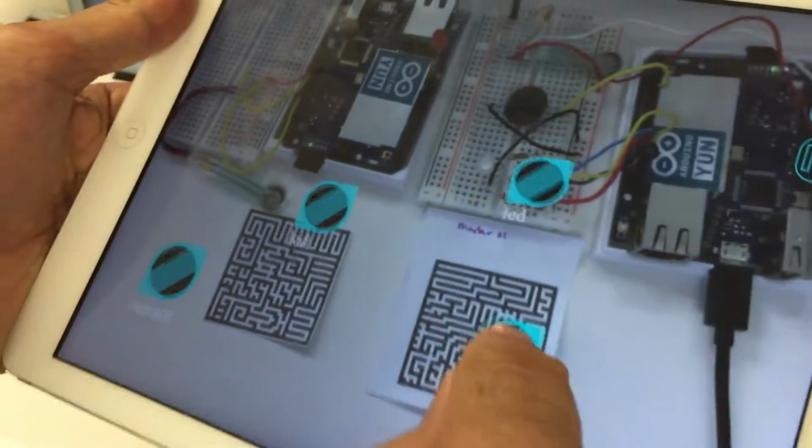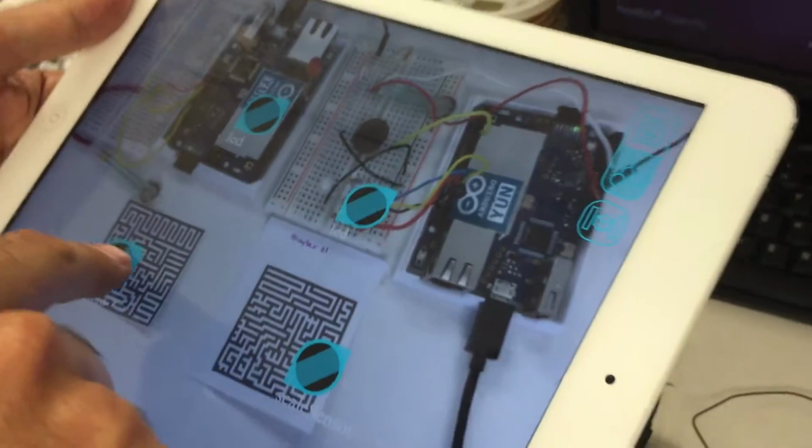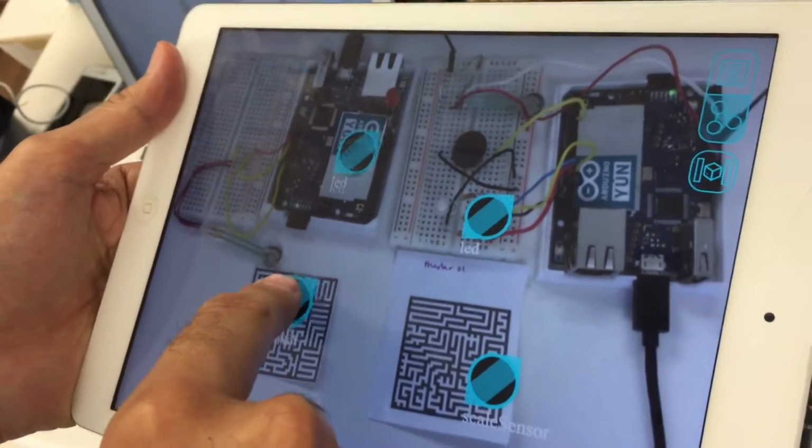One here. Sensor here. This one here. Sensor here.